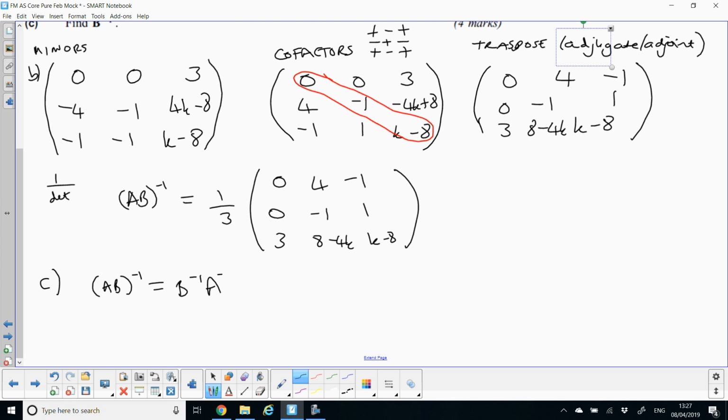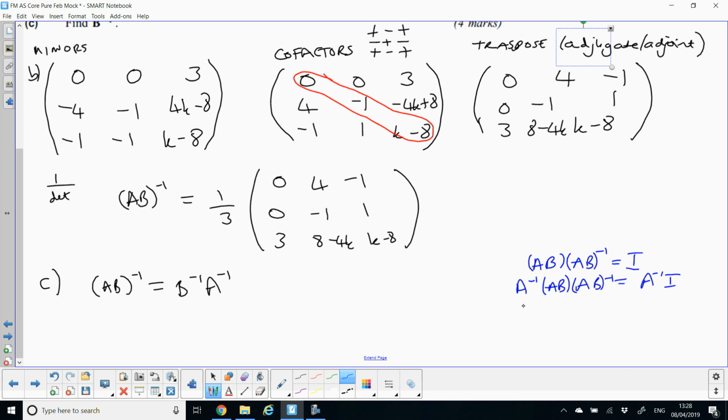Okay, so you should know that the inverse of AB is the inverse of B times the inverse of A. You don't have to prove this every time, but to prove it to yourself, you know the fact that AB times its inverse must be identity. So here I can pre-multiply both sides by inverse of A.